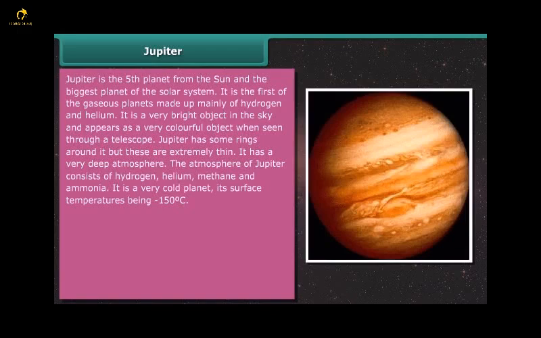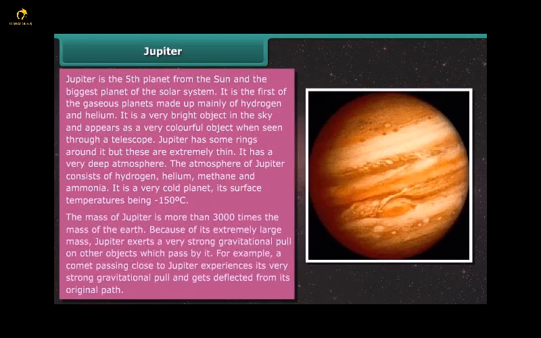The atmosphere of Jupiter consists of hydrogen, helium, methane, and ammonia. It is a very cold planet, its surface temperature being -150 degrees Celsius. The mass of Jupiter is more than 3,000 times the mass of the Earth.